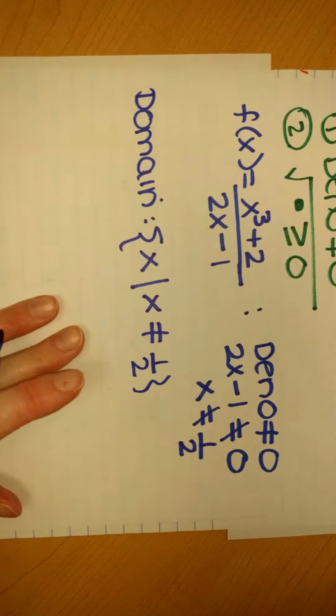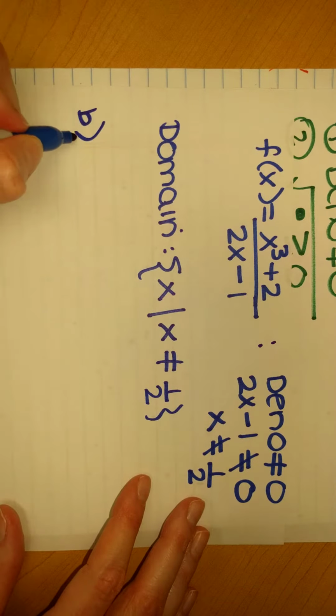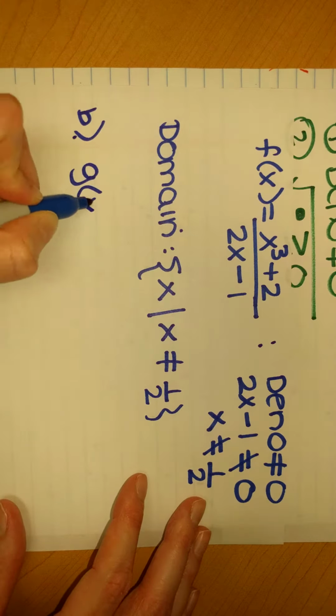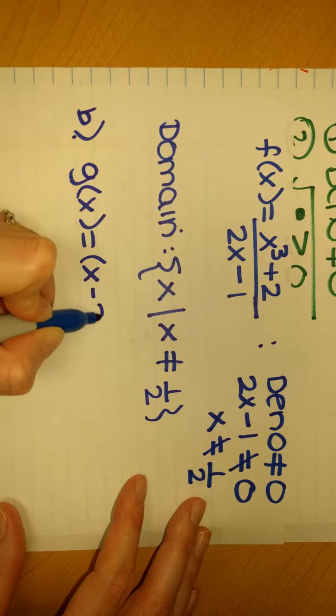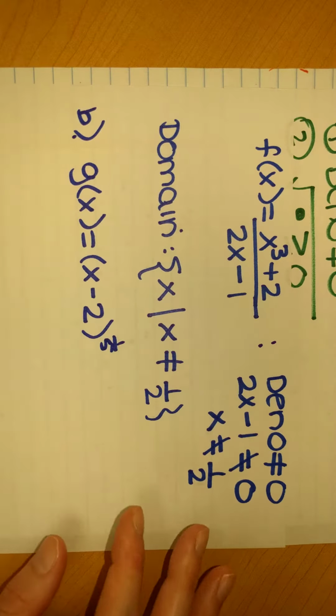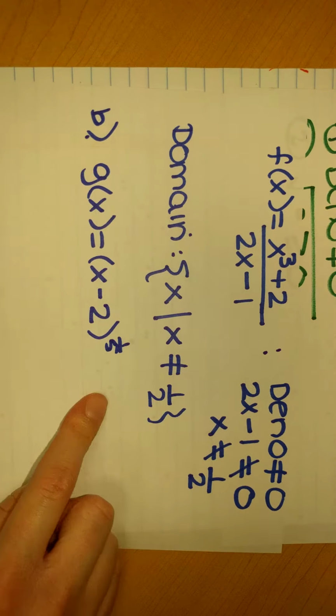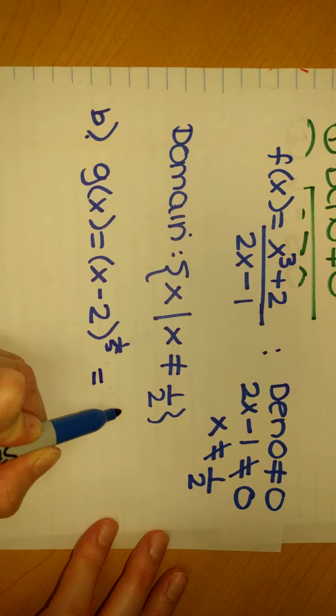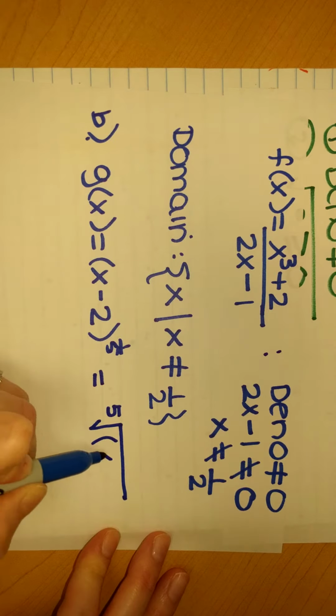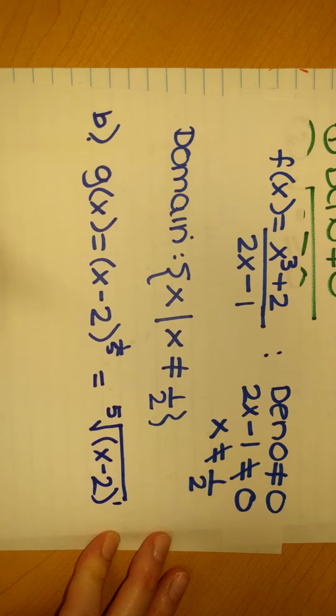Now, if you compare that to what is given in part B, in part B you have g of x is equal to (x minus 2) to the 1/5. Now, you might remember this from intermediate algebra, college algebra, but this 1/5 is the same thing as the 5th root of (x minus 2) to the 1st power.